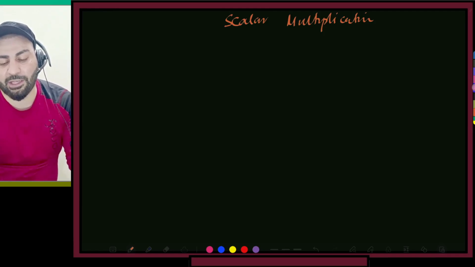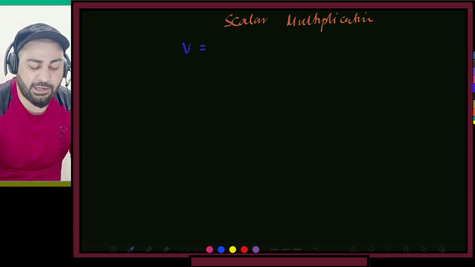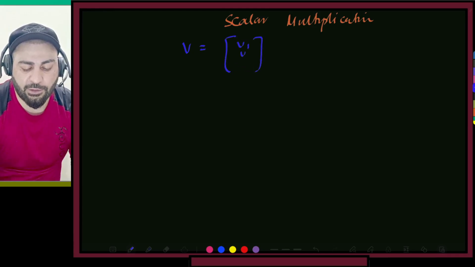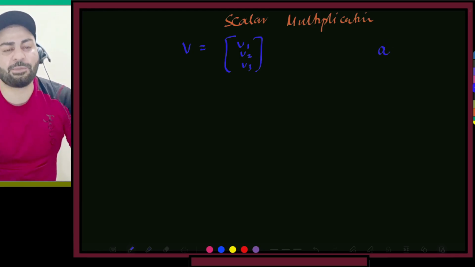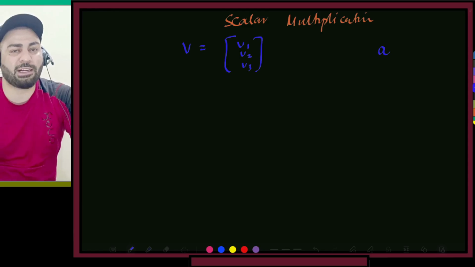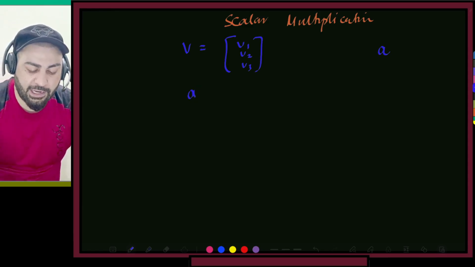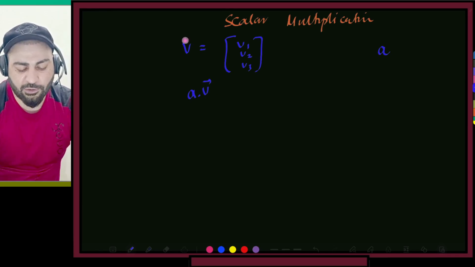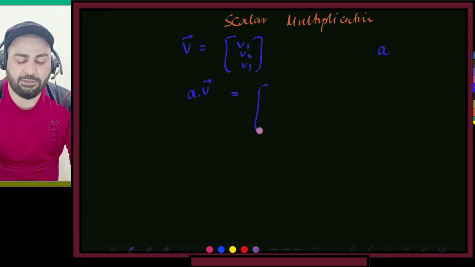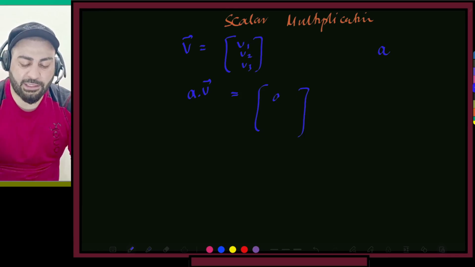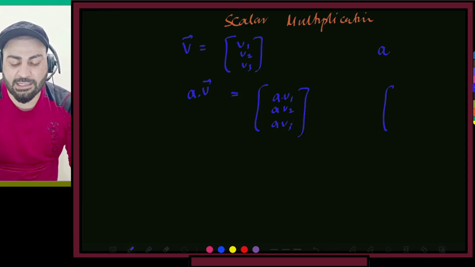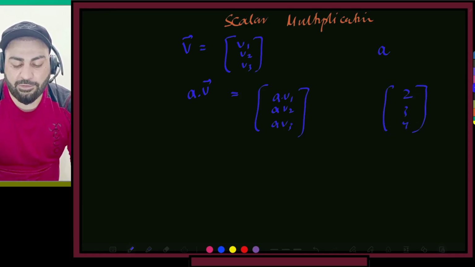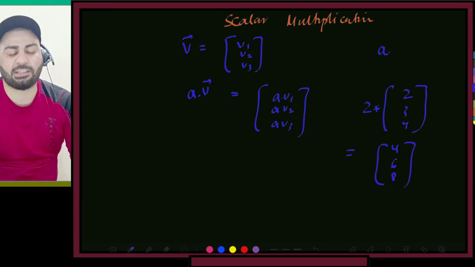By scalar multiplication I mean, if we have a vector v, let's call it v1, v2 and v3, and a scalar a, which is basically just a number. It's not a vector, it is just a number. If I write a multiplied by this vector v, this basically will multiply each of these elements: a v1, a v2, a v3. Taking a numerical example, if we have 2, 3, 4 and I multiply it by 2, it will become 4, 6, 8. So this is the scalar multiplication.